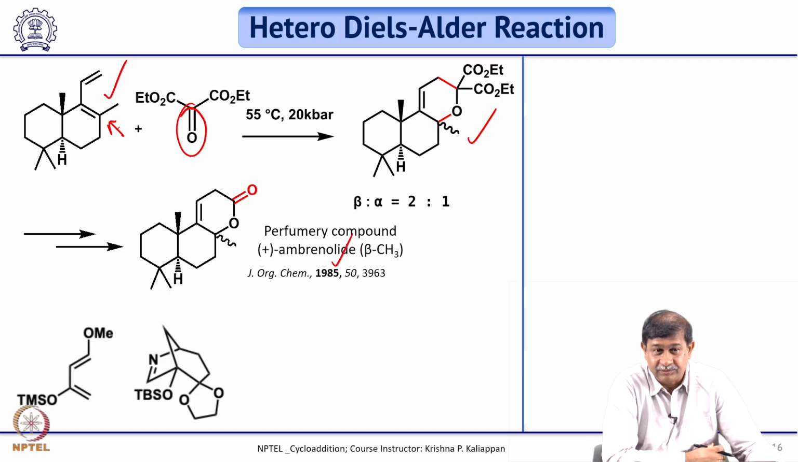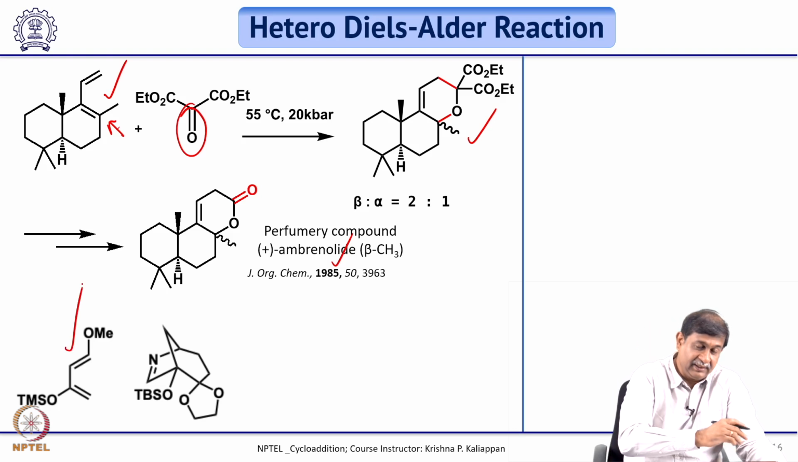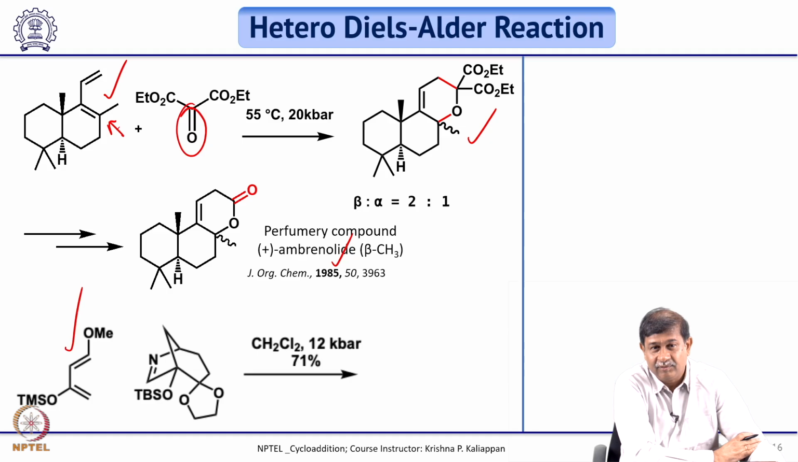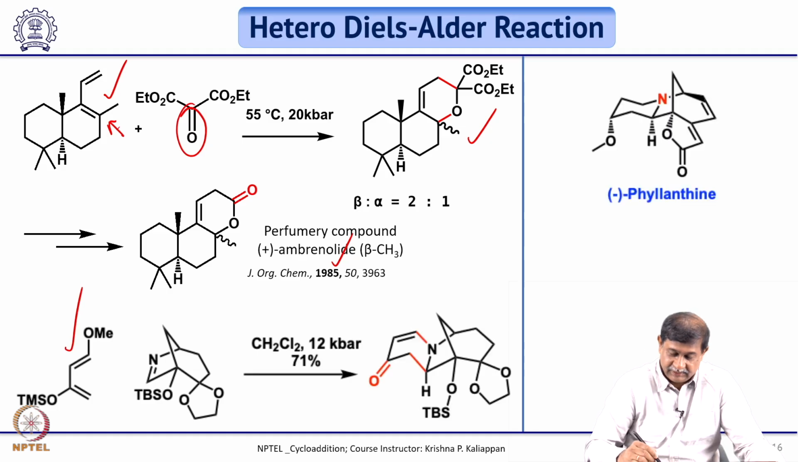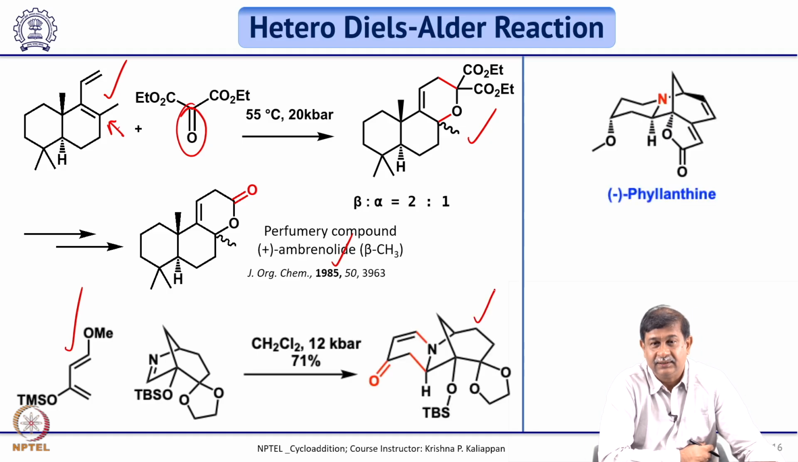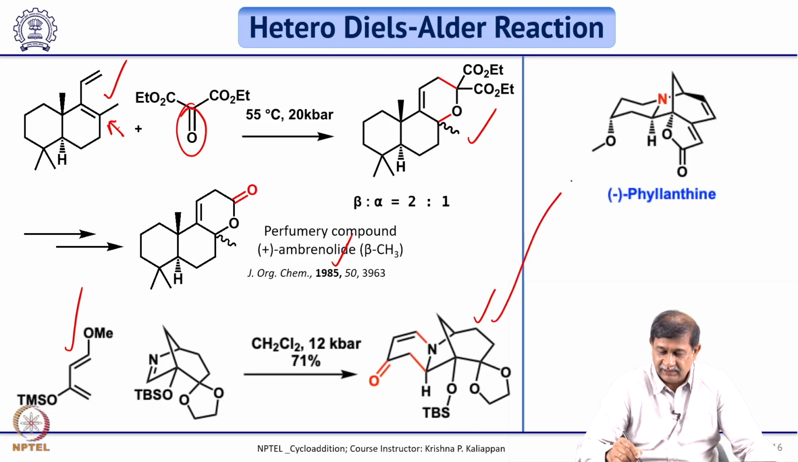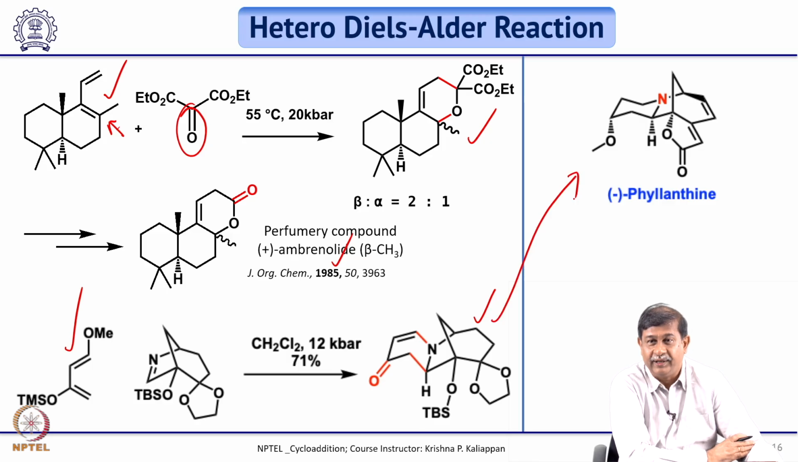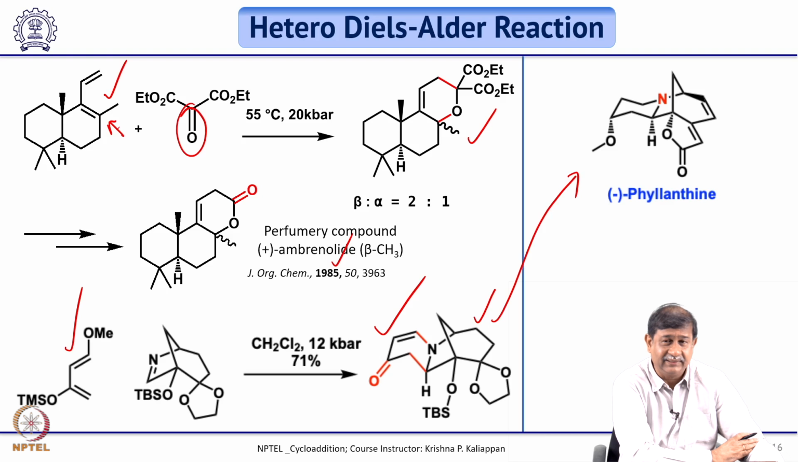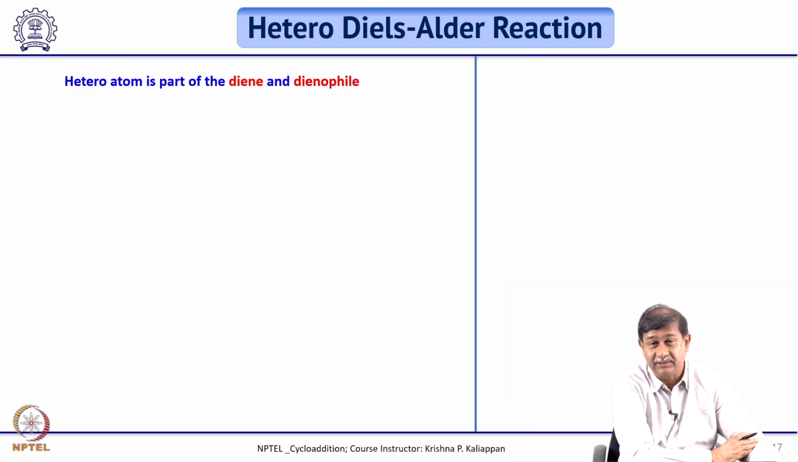Then one can also use cyclic imines. Okay, one can also use cyclic imines, and this upon Diels-Alder reaction with Danishefsky's diene gives this very interesting tricyclic compound. So why is this tricyclic important? Because later this was converted into this natural product called phyllanthine, and the key reaction is this Diels-Alder reaction followed by hydrolysis. So there are many such hetero Diels-Alder reactions which are used as a key step in the synthesis of natural products.